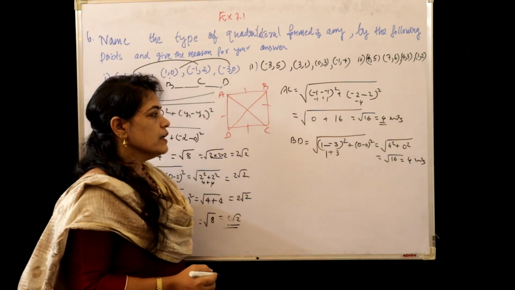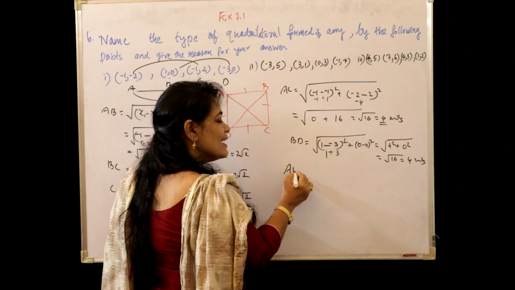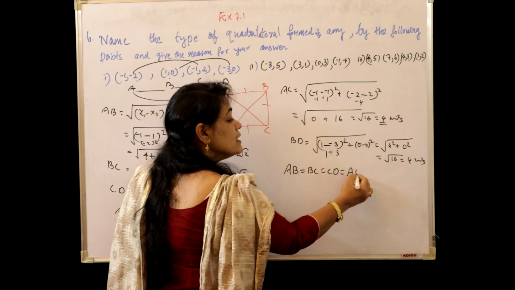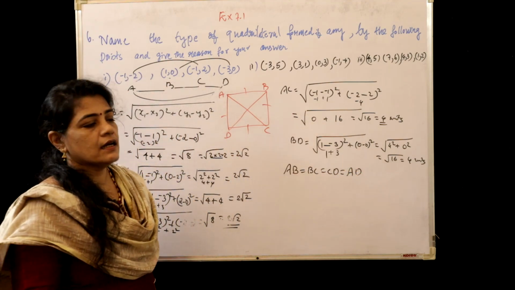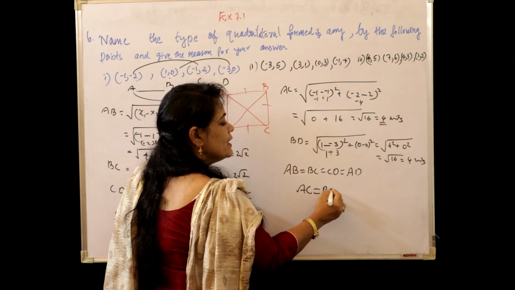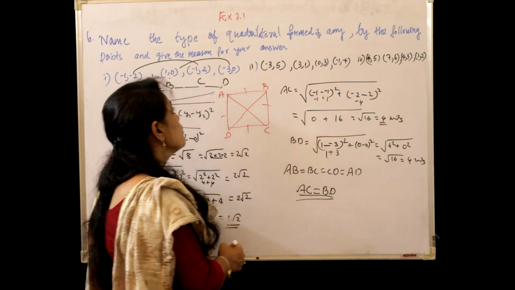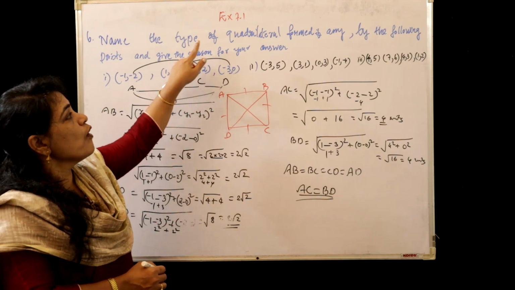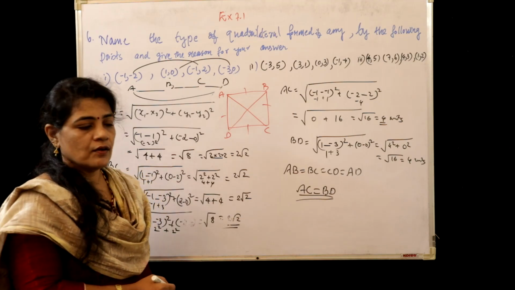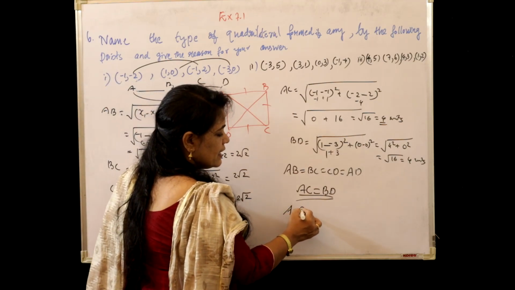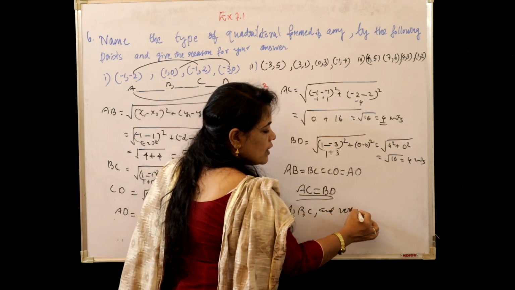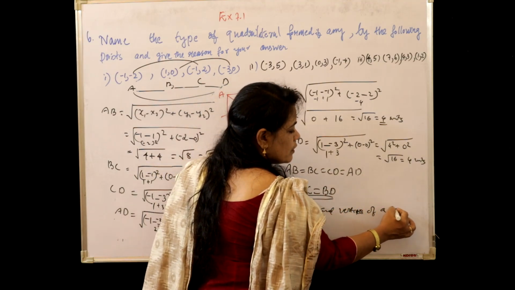What we have seen, we can conclude that AB equal to BC equal to CD, and that is equal to AD. That means all sides are equal, and also the diagonals AC equal to BD. That means the given 4 points will form the vertices of a square. So ABCD will form the vertices of a square.